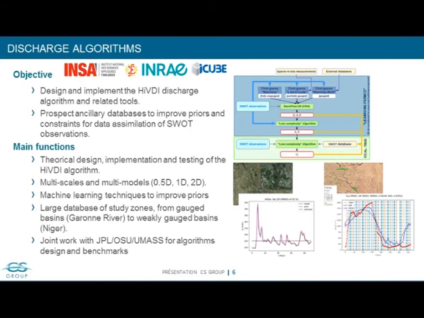So to do that, we helped the research team with the theoretical design, implementation and testing of this algorithm, the use of their multi-scale and multi-model, 0.5D, 1D and 2D hydraulic models, and to develop machine learning techniques to improve priors. So this algorithm has been tested on a large database of studies from gauged basins to weakly gauged basins such as the Niger basin. And it's a joint work with other teams such as the JPL, the Ohio State University and the UMass for algorithm design and benchmarks.